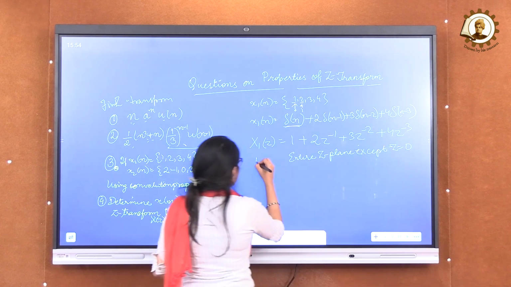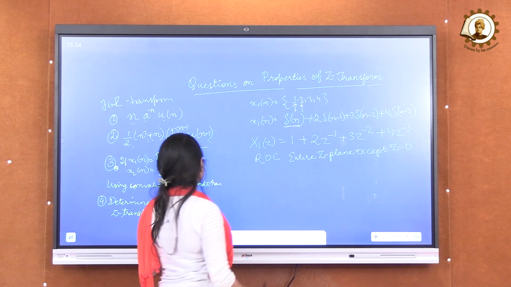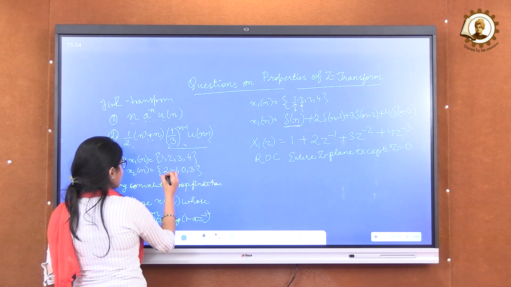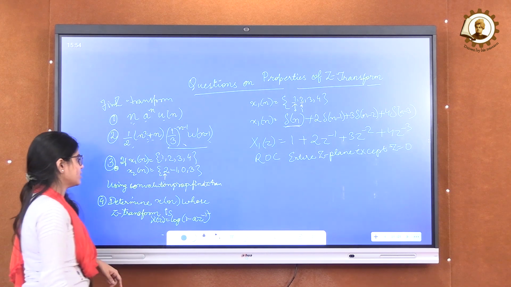Now if you do the Z transform of this x2[n], which is 2, minus 1, 0, 3. Again this arrow mark is not given, so the signal you can take from here.